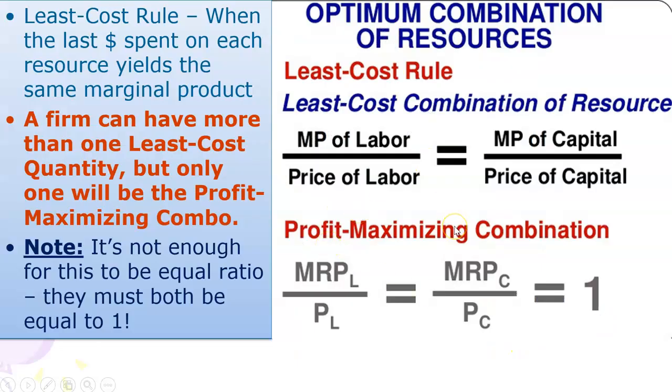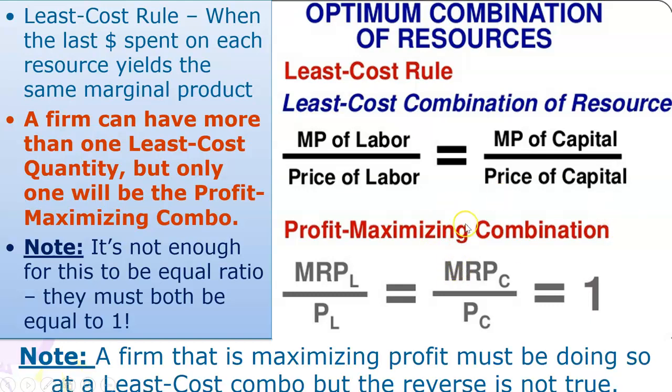So when you're trying to determine profit maximizing, we always want to use the MRP over price equal to 1. And if we do that for each resource, it doesn't matter how many resources we're using, we will always have our profit maximization point. Now, a profit maximization combination will always be at a least cost position. But firms can have multiple least cost combinations. Only one of those least cost combinations, however, will be profit maximizing. So make sure you're using the right formula here if you're asked one of these questions.